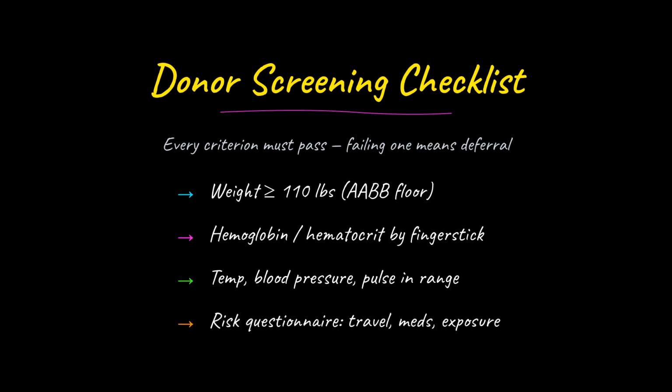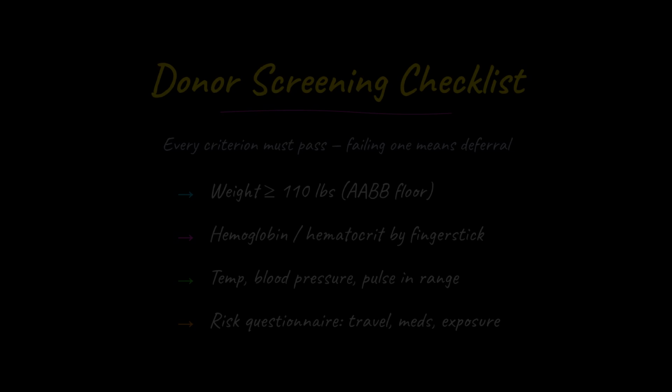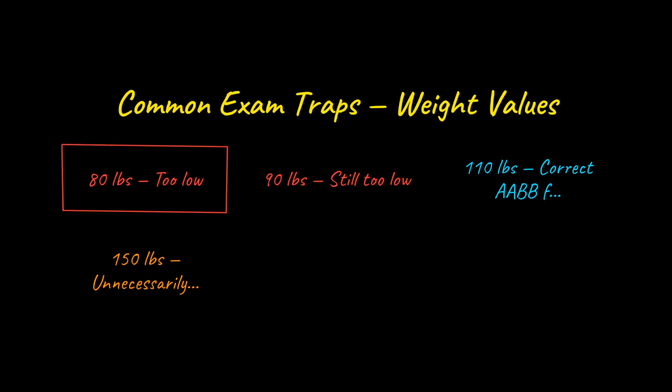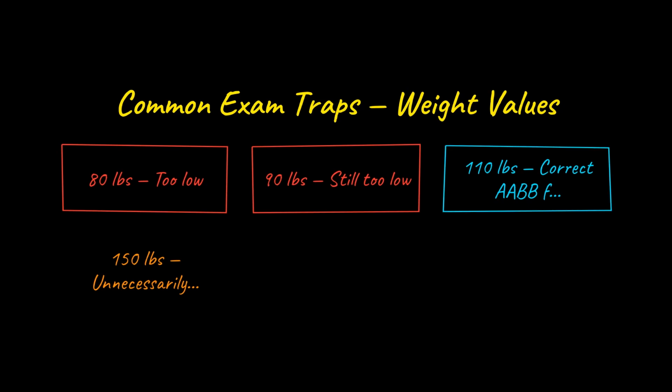A donor who clears every threshold moves to the chair. Failing any single criterion results in deferral. Exam writers offer near-miss values to test whether you've memorized the exact rule. 80 and 90 pounds feel plausible but fail the volume math. 150 pounds would unfairly exclude many healthy small adults.